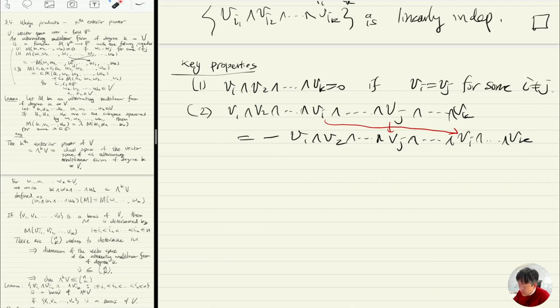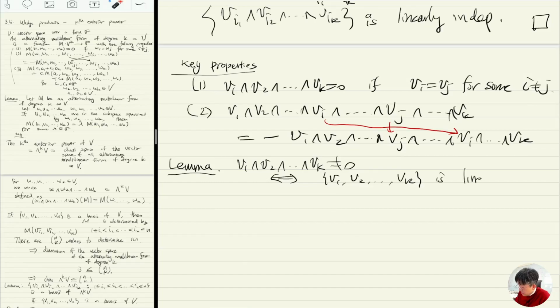Now, the third property, this is important, so let me put it as a lemma. v1 wedge v2 wedge ... wedge vk is non-zero if and only if these vectors are linearly independent.